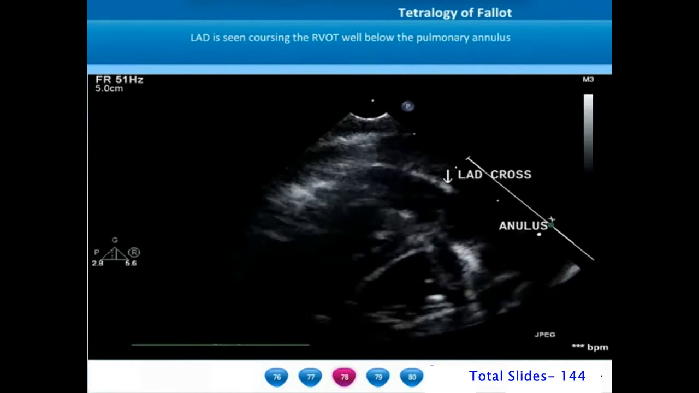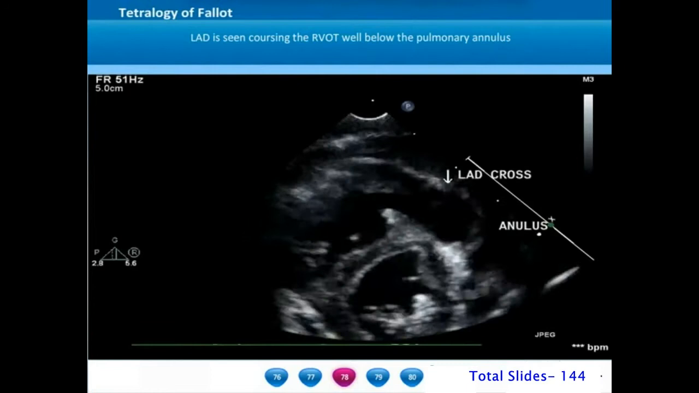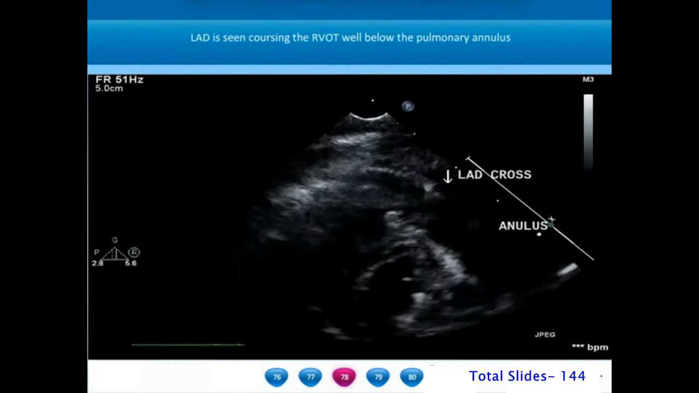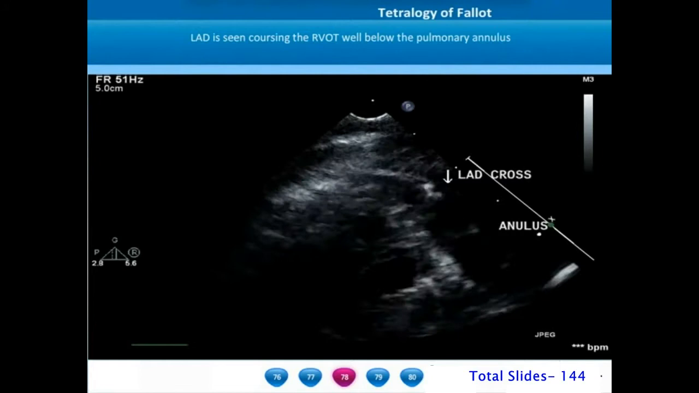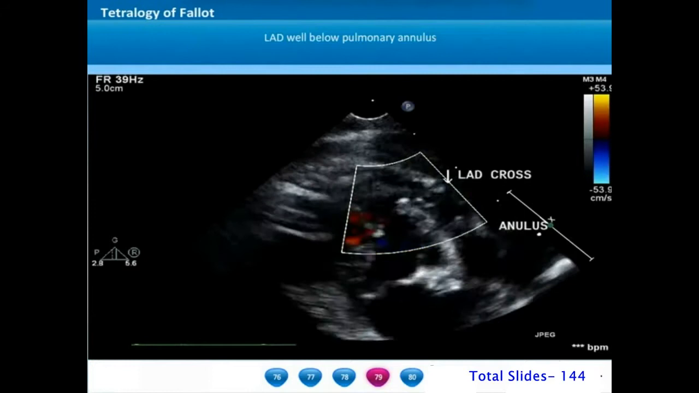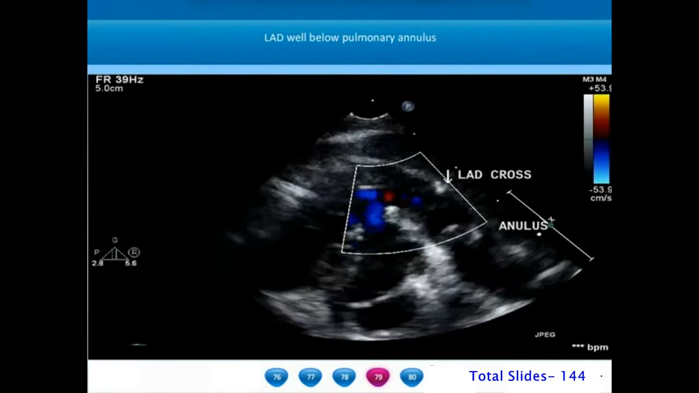On a parasternal modified long axis view, which opens out the entire right ventricular outflow tract, we can appreciate the pulmonary valve at the level of the pulmonary annulus and the plane at which the left anterior descending coronary artery crosses. The place where the LAD crosses the right ventricular infundibulum is located much below the level of the annulus. When we incorporate the color flow imaging, we can notice the position of the left anterior descending coronary artery, the infundibular narrowing, and the position of the pulmonary annulus.